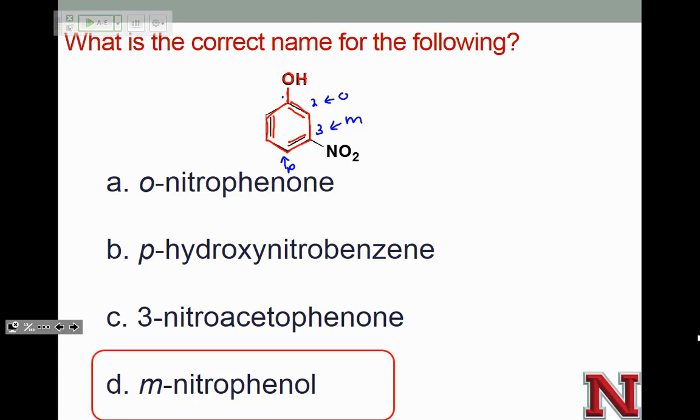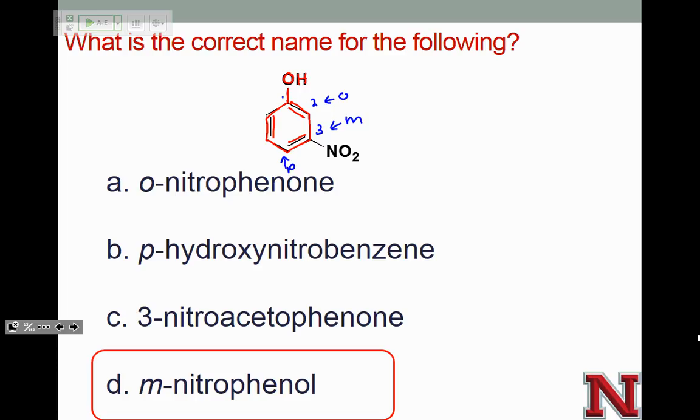Nitrobenzene, hydroxynitrobenzene would also be acceptable. The problem is we're not in the para position for this name. So if oxygen OH is our side chain, it is a hydroxy group, which is fine. So this could be hydroxynitrobenzene, with nitrobenzene being our parent, but we're still ortho or meta to it, and that would be acceptable.